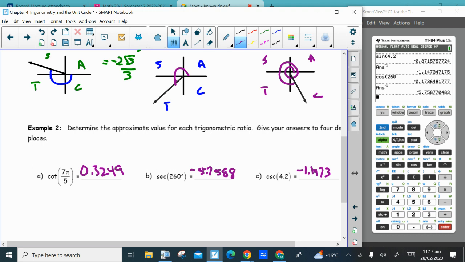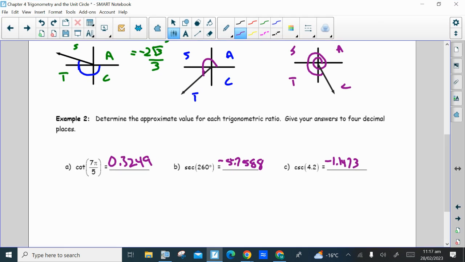And you should realize that none of these angles are on the unit circle. They're not a multiple of 45 degrees or 30 degrees or any of those other ones, right? So you cannot find these on the unit circle because those angles are not there anywhere.